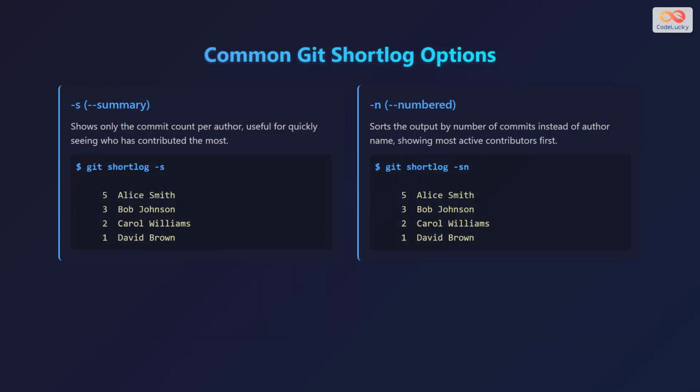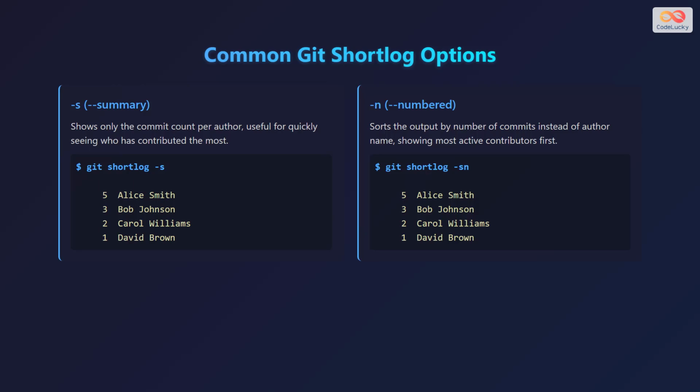Git Shortlog comes with several options that allow you to customize the output. The -s or summary option shows only the commit count per author. This is useful for quickly seeing who has contributed the most. For example, the command git shortlog -s would display a list of authors and the number of commits they have made, such as Alice Smith with 5 commits, Bob Johnson with 3, Carol Williams with 2, and David Brown with 1.